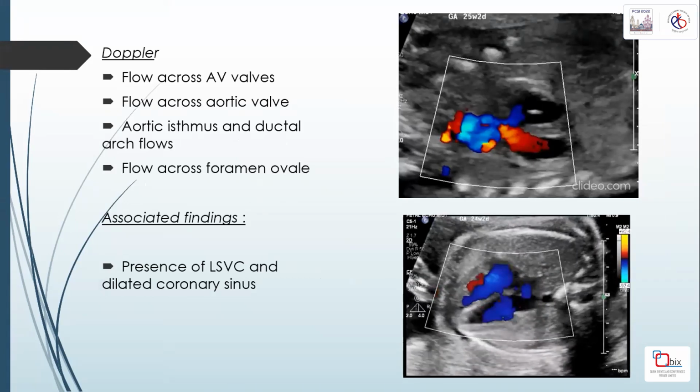It's also important to look at the flow across the foramen and at the ductal and the aortic arches. Presence of an LSVC, of course, is known to be a very common association with left heart obstructive lesions. It has been seen in pathological specimens, so it's a very common referral as well. So it is important to look for that.